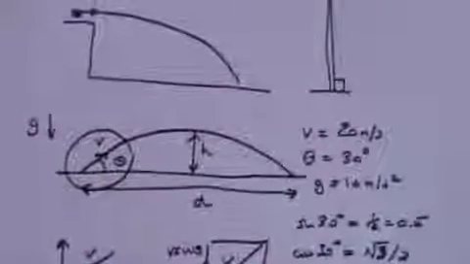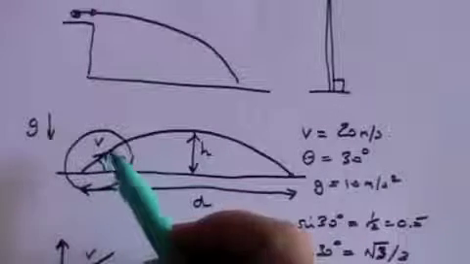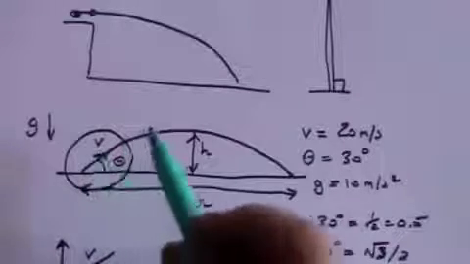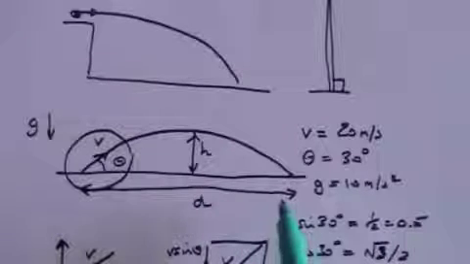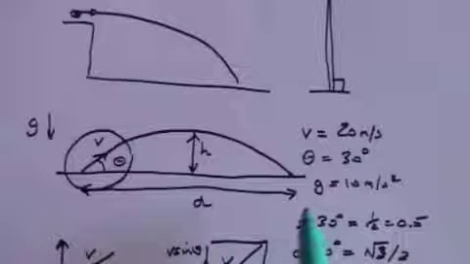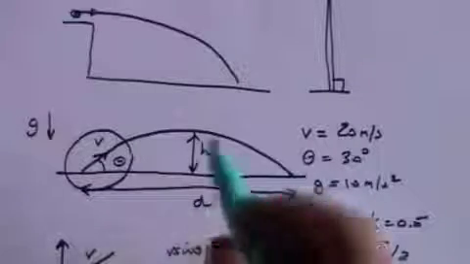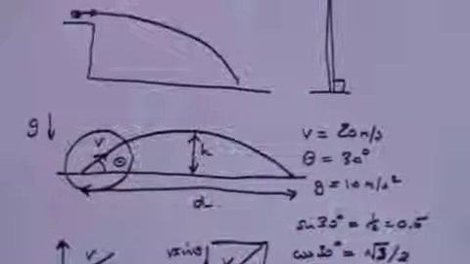So what this is actually telling you is that when you throw a ball at velocity 20 meters per second at an angle of 30 degrees, it will describe this trajectory. The total range we calculated at 34.64 meters, and the total height we calculated at 5 meters.